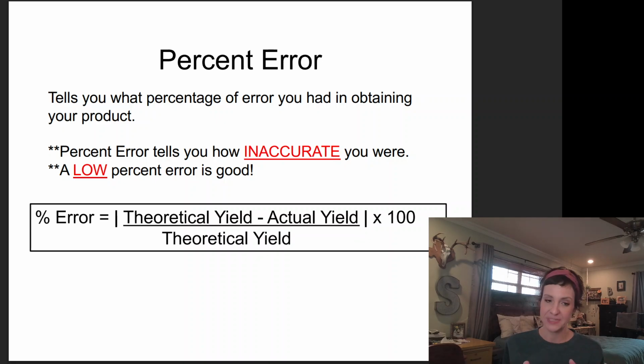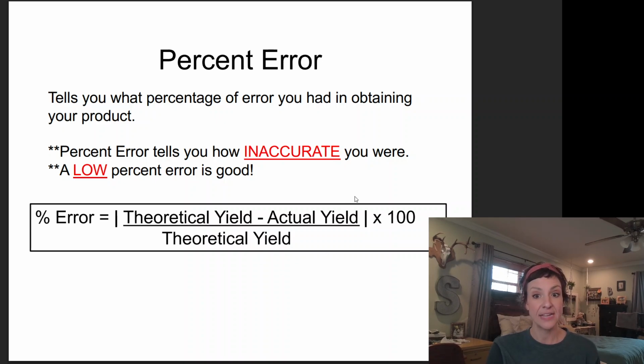The equation for percent error looks a little bit scarier than the equation for percent yield. I'll show you a quick, easy way to get around that if you need to solve for percent error in a second. But let's practice using this equation. Percent error is equal to your theoretical yield, which is what you should produce, minus your actual yield, which is what you did produce, divided by your theoretical yield.